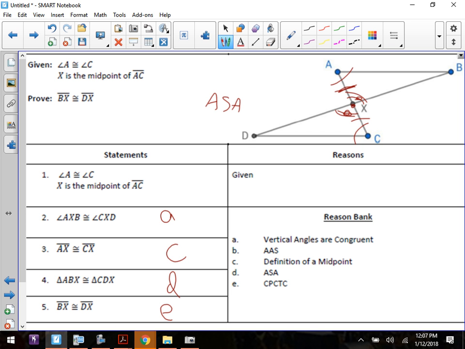But I'm serious, guys. The proofs, they mirror the same thing. Okay? They mirror out the same way.